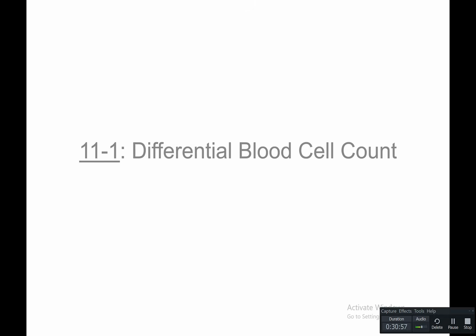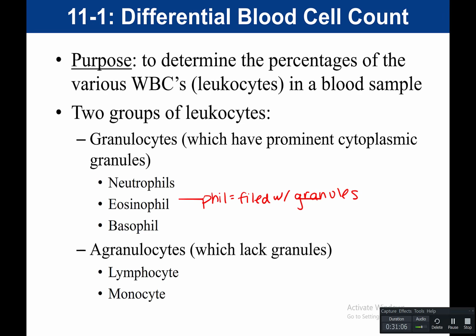And then the last part is going to deal with the blood, so both our differential blood cell counts and our blood typing. You want to understand the purpose of the differential blood cell count: to determine the percentage of various white blood cells, or what we call leukocytes, in a blood sample. You want to know that there are two groups of leukocytes. We have our granulocytes, which have prominent cytoplasmic granules. A good way to remember that is if you see "fill" in the name, it's filled with granules. So neutrophils, eosinophils, basophils, those are all granulocytes.